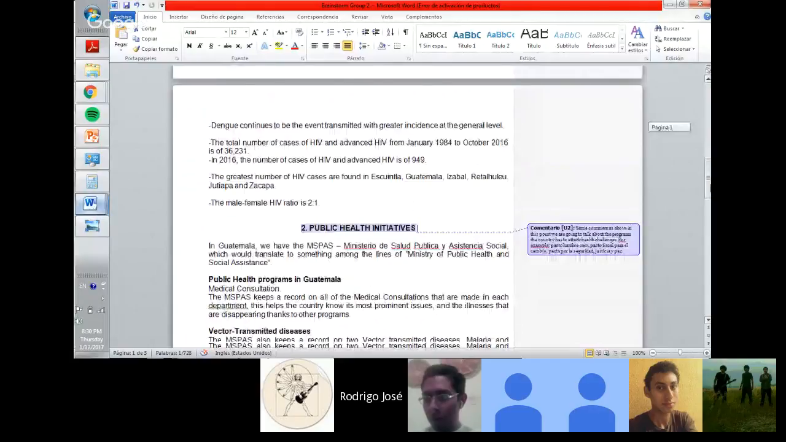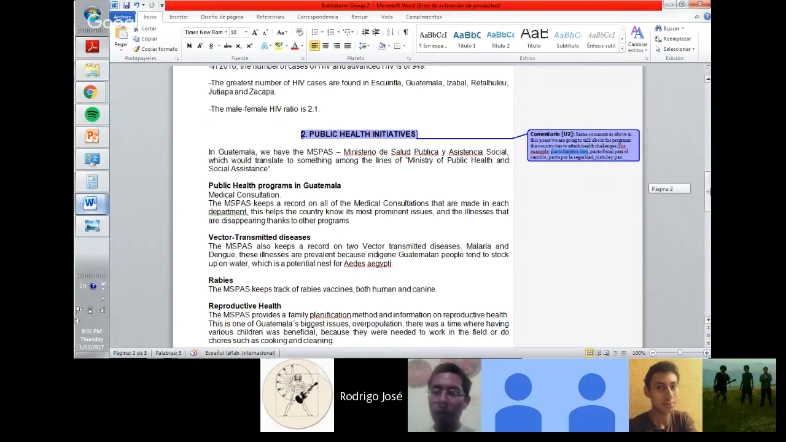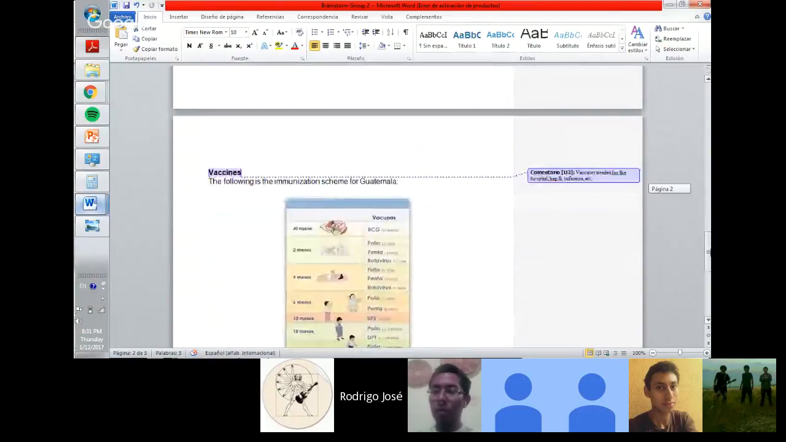Okay, then public health initiatives. What I found over here, something really cool, is the initiatives that the Ministerio de Salud Pública y Asistencia Social has been doing. Maybe we can talk a little bit about these examples, the modelo incluyente de salud, Pacto Hambre Cero, Pacto Fiscal para el Cambio, Pacto por la Seguridad, Justicia y Paz. So you can search a little bit of this stuff to know.